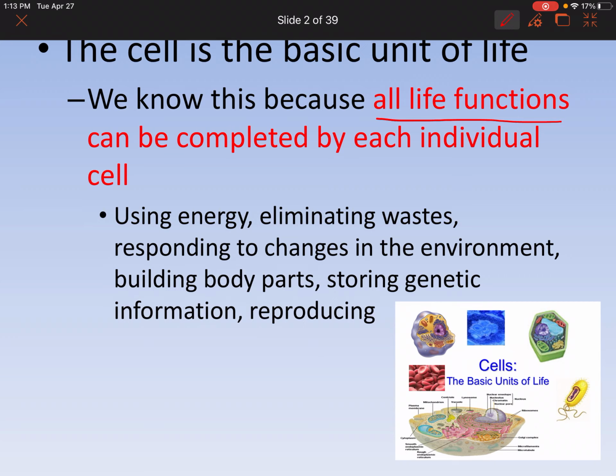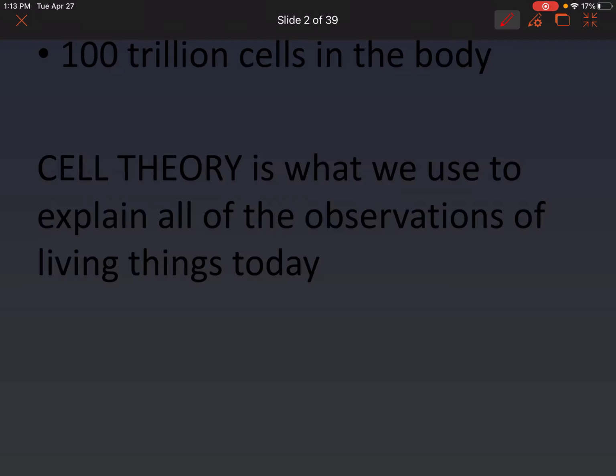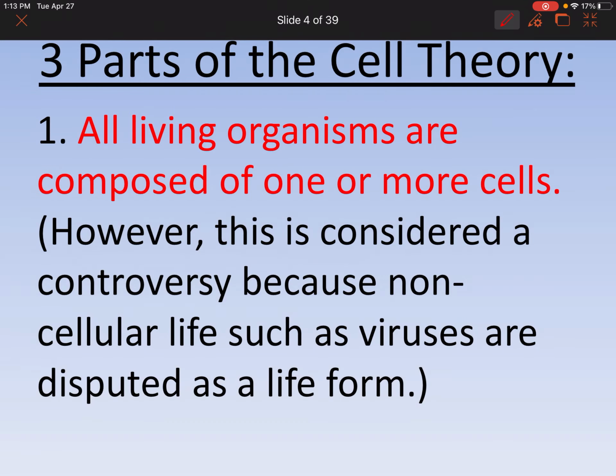Now, hold on. Actually, sorry. Okay. So we've got approximately 100 trillion cells in our body, so we have a whole lot there. And cell theory is what we use to explain all of the observations of living things today. So cell theory is what we're going to go through here. So there's three parts of cell theory here.